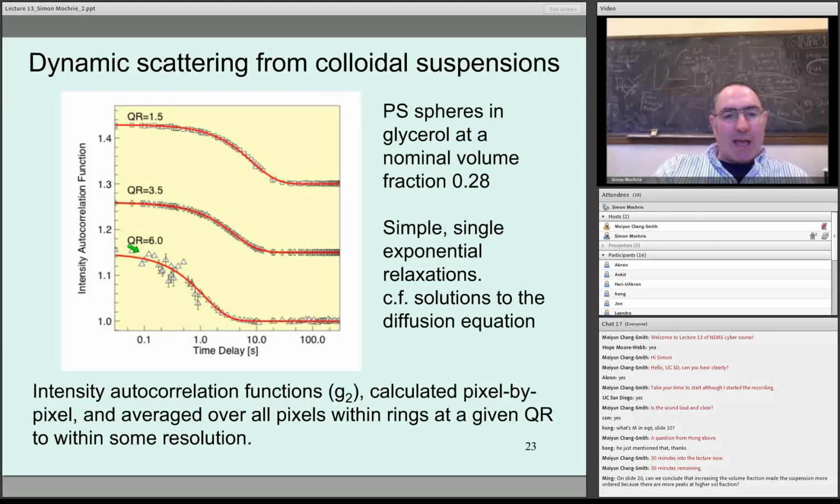If we look at the data like this, you can deduce the time scale, right? This one is decaying in about maybe 5 seconds, and this one is decaying in about 1 second. So you can determine the time scale for different wave vectors in this way.